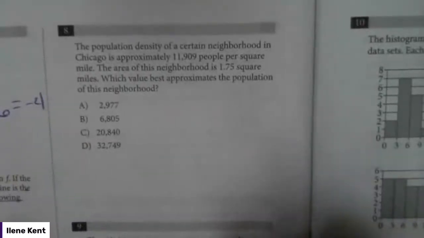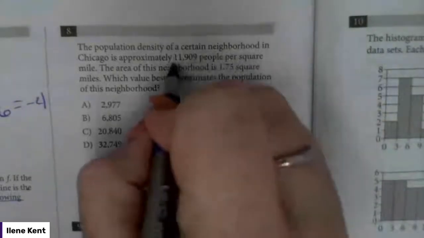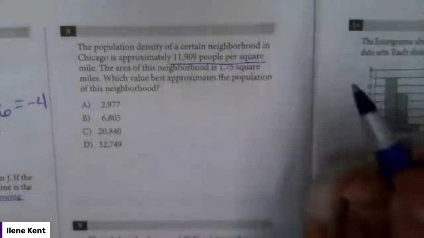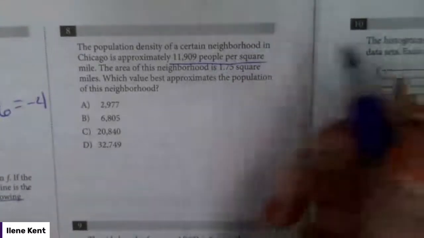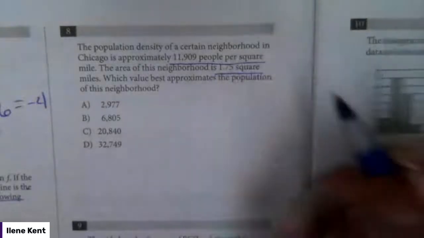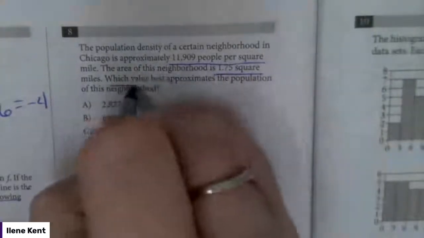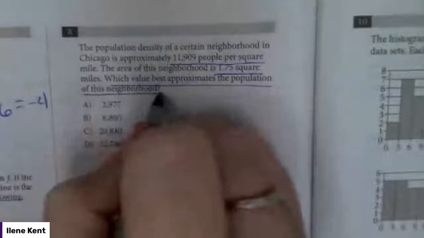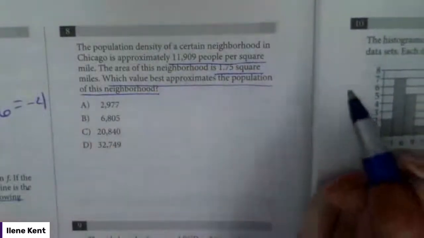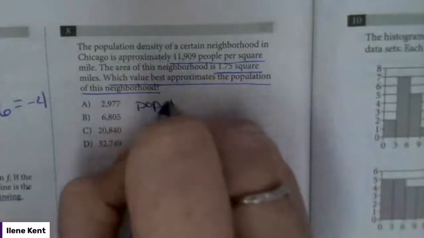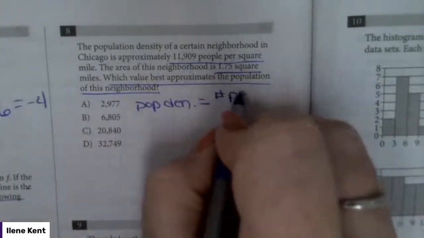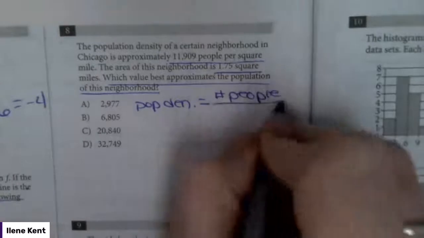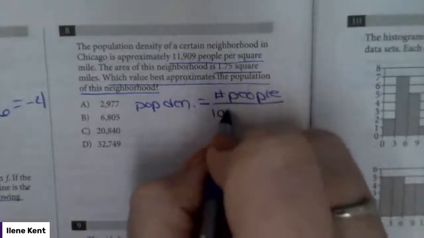A population density of a certain neighborhood in Chicago is approximately 11,909 people per square mile. The area of this is 1.75 square miles. So which value best approximates the population of the neighborhood? Well, population density is when we take the number of people and we divide it by the land area.